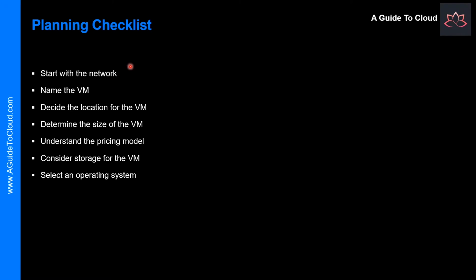Let's look at the first planning item, which is all about starting with the network. Virtual networks, or VNets, are used in Azure to provide private connectivity between Azure Virtual Machines and Azure services. VMs and services that are part of the same virtual network can access one another. By default, services outside the virtual network cannot connect to the services within the virtual network. You can, however, configure the network to allow access to external services, including your on-premises servers.